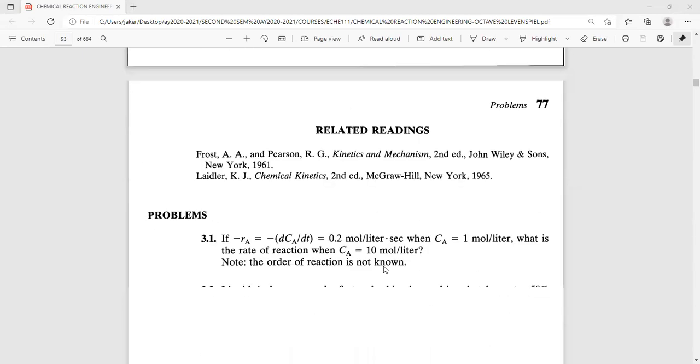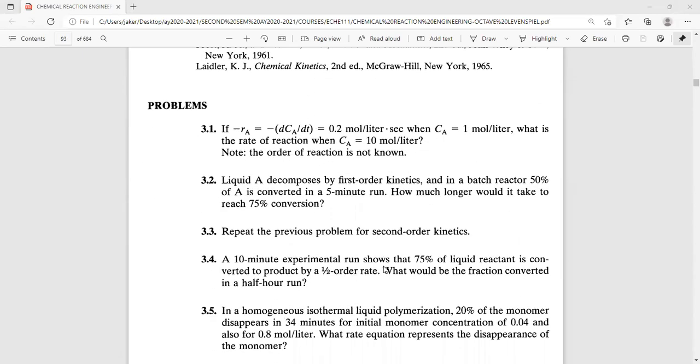I hope you can see the problems at the end of chapter 3 for the book by Octave Levenspiel, Chemical Reaction Engineering. I'm using the 3rd edition. So this time we'll use the formulas and the concepts together with the principles that we have covered. That way you will understand how we are supposed to use those particular formulas. Okay, so we'll start off with 3.1.